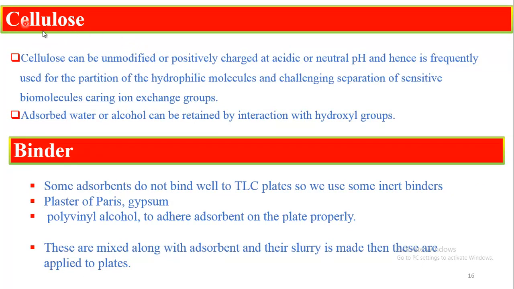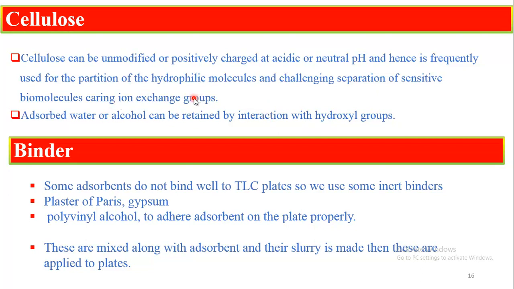Then cellulose can be unmodified or positively charged at acidic or neutral pH, and hence it is frequently used for the partition of hydrophilic molecules, and it is mostly used for biomolecule ion exchange. Adsorbed water and alcohol can be retained by interaction with the hydroxyl group. So it is mostly used for the purpose of ion exchange chromatography.